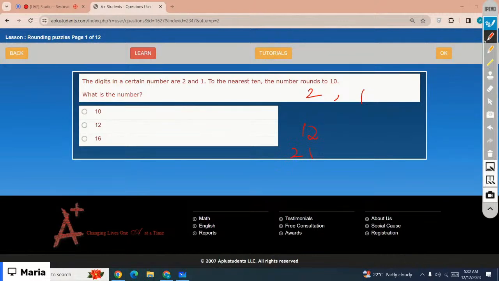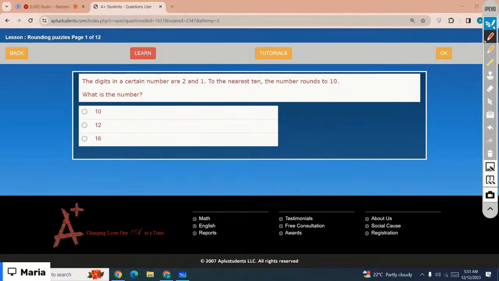Can you hear me? Hello? Which number is rounded to 10? 21 is rounded to 10. Sorry, 12 is rounded to 10. Because if you round off 21, 21 is rounded off to 20. So the correct number is 12. So the number is 12. 12 is the number that is rounded off to 10. So the correct option is 12, right?